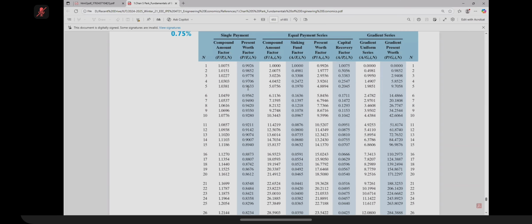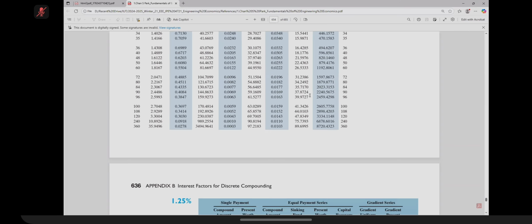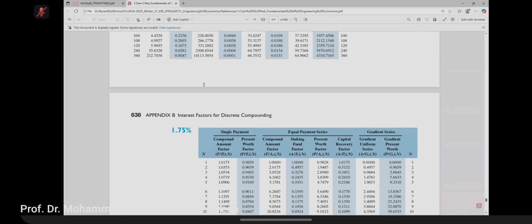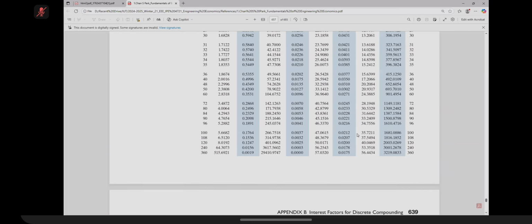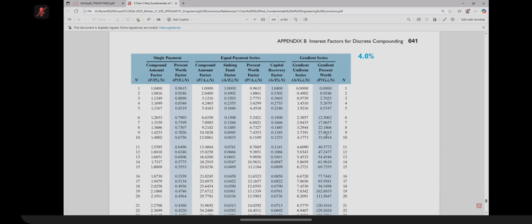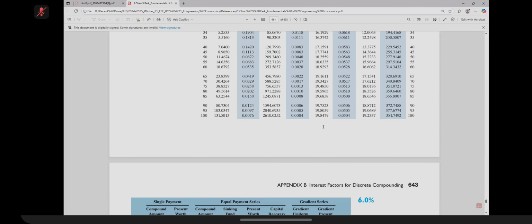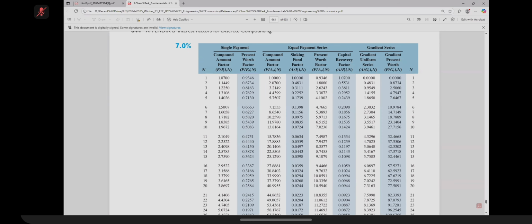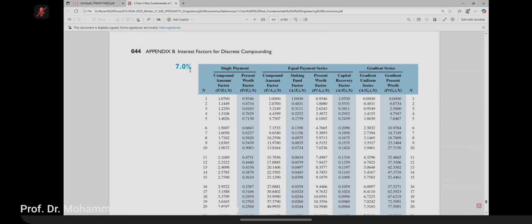It is 0.75%, 1%, 1.25%, 1.5%, and 1.75%. We have to go further: 3%, 6%. Yes, this is the 7%, and our capital N is 8. So in this table we have to use 7%, and the total N is 8. You can see 8. You can see this value.